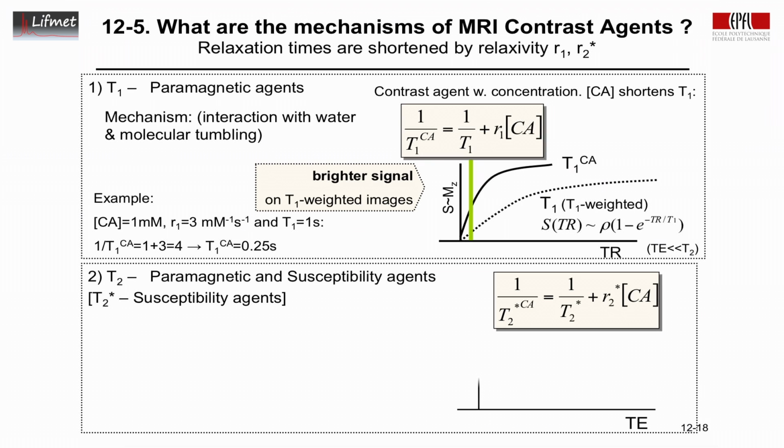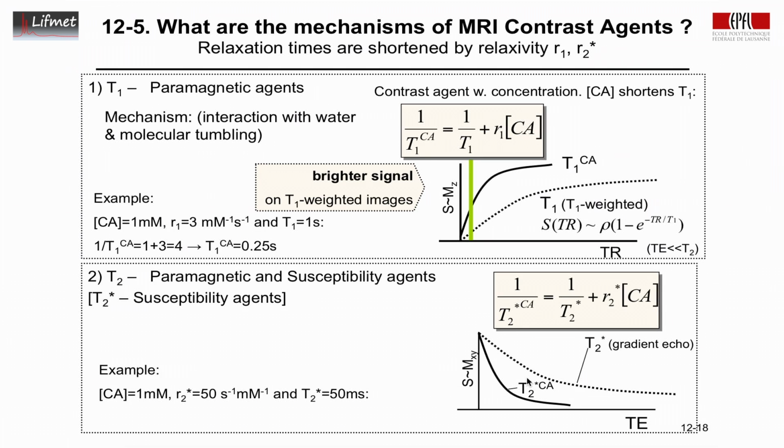So what happens with the signal as a function of TE? The signal is proportional to transverse magnetization. This is in the absence of a contrast agent, that's the T2 star with a gradient echo, and in the presence of the contrast agent, we have a T2 star for CA, that's this T2 star here, a faster decay.